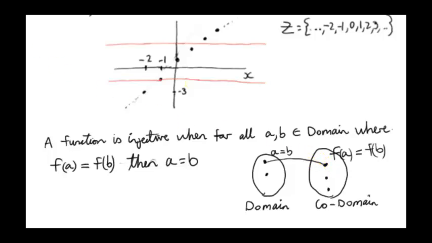If the function was not injective, well, we could have two different elements a and b in the domain. Okay, we don't want this situation. We don't want a to be different from b. We want a to equal b. So if we have a different element in the domain, that doesn't get mapped to this point. It gets mapped to some other point.